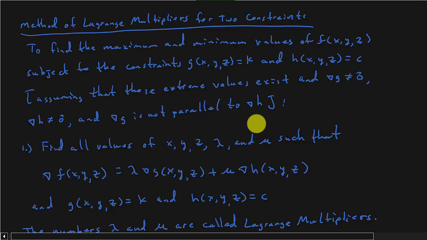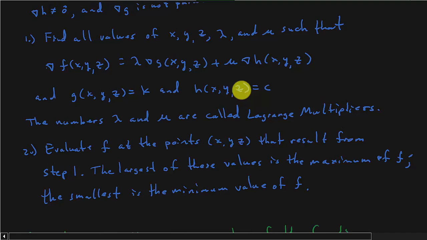To find the maximum and minimum values of f(x, y, z) subject to the constraints g(x, y, z) = k and h(x, y, z) = some constant c, assuming that these extreme values exist and the gradient of g is not equal to 0, the gradient of h is not equal to 0, and the gradient of g is not parallel to the gradient of h. So it says, find all values of x, y, z, lambda, and mu such that the gradient of f is equal to lambda times the gradient of g plus mu times the gradient of h.